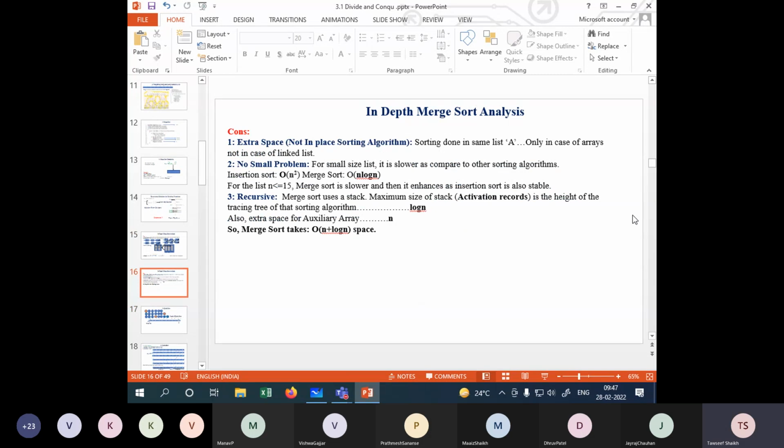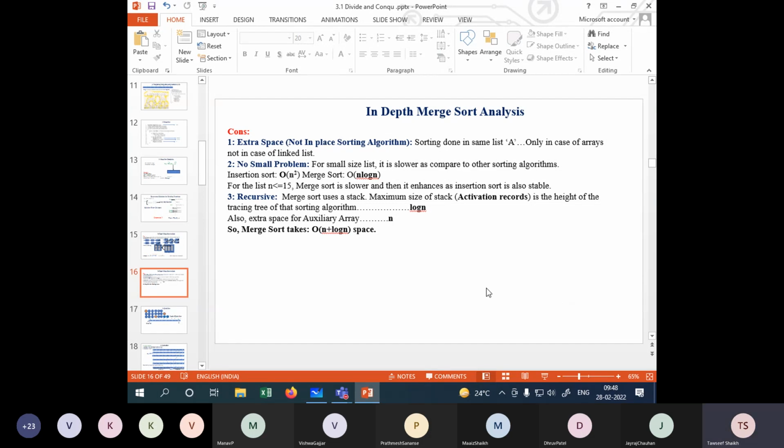So we will finish its cons, and that will be the end of this merge sort. Those were the advantages. These are the disadvantages. The first one is that it takes extra space. Extra space means that this is important here. It is not an in-place sorting algorithm. There are two types of algorithms based upon their working: in place and not in place. Merge sort is not an in-place sorting algorithm.